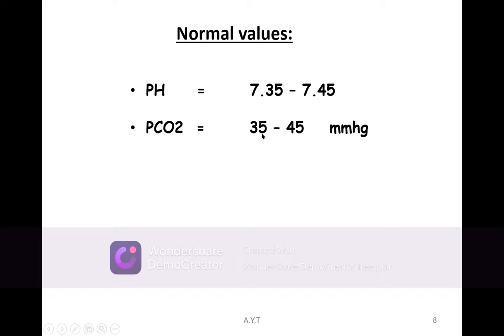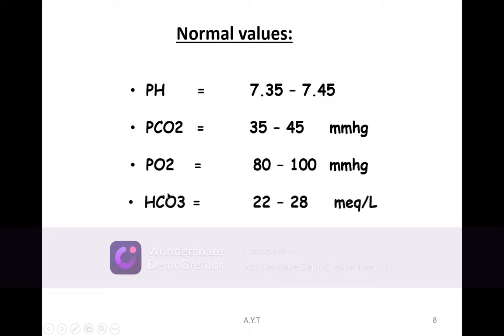PCO2, remember, is 30 to 45 millimeter of mercury. Try to remember the normal values. PO2 is usually 80 to 100 millimeter of mercury. PO2 is not SO2. It is very, very equivalent, but it is not the same. You have to go for the PO2. And bicarbonate, according to some labs, is 22 to 28, in other labs 18 to 26, milliequivalent per liter.